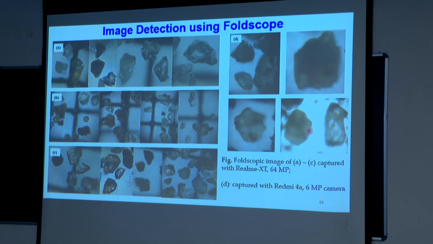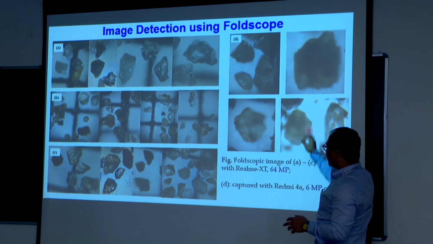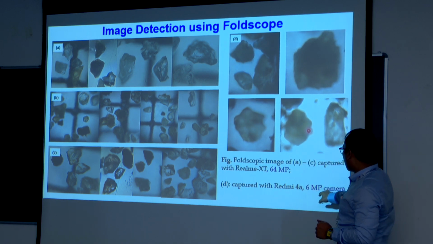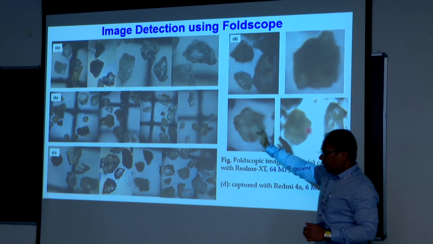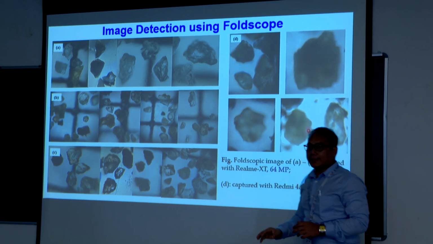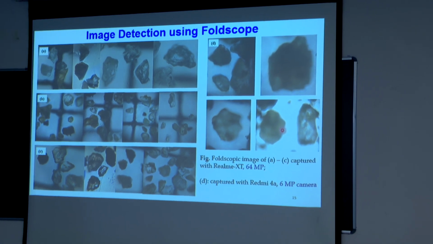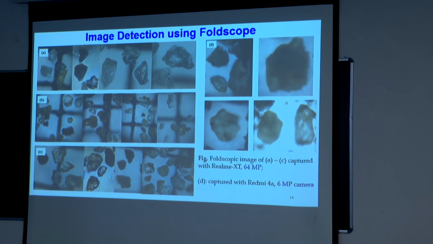Now the Foldscopic view of the 4 test samples is presented here. You can see on the left A, B, and C. These figures were taken using the 64 megapixel Realme XT camera, and on the right side, this picture is taken using the Redmi 4 megapixel camera. So you can see it is not so clear. But for the analysis, we need to consider clear images for shape analysis.